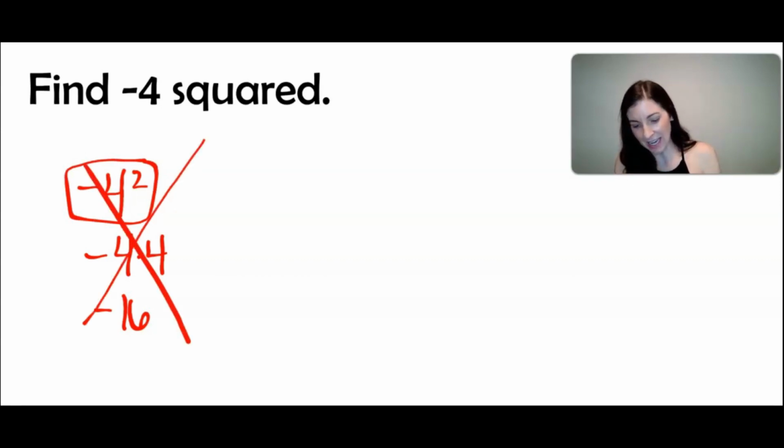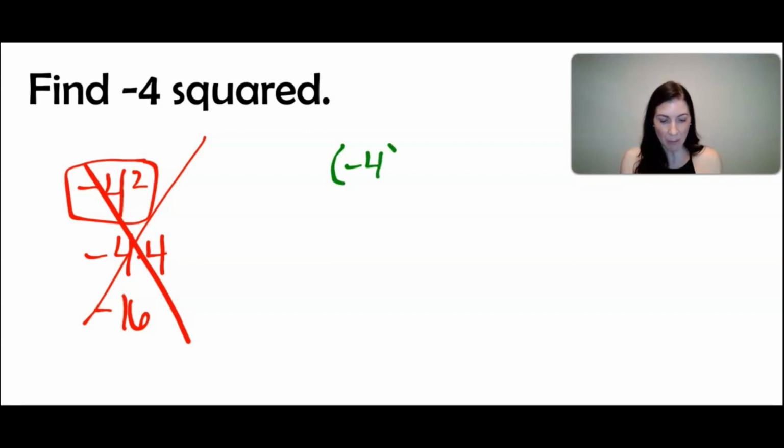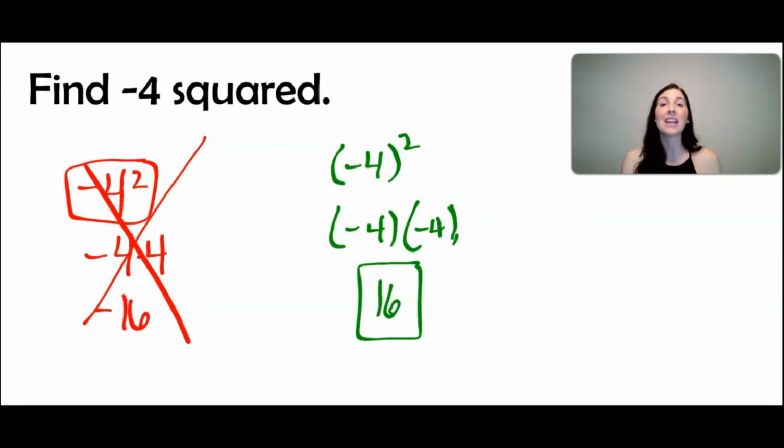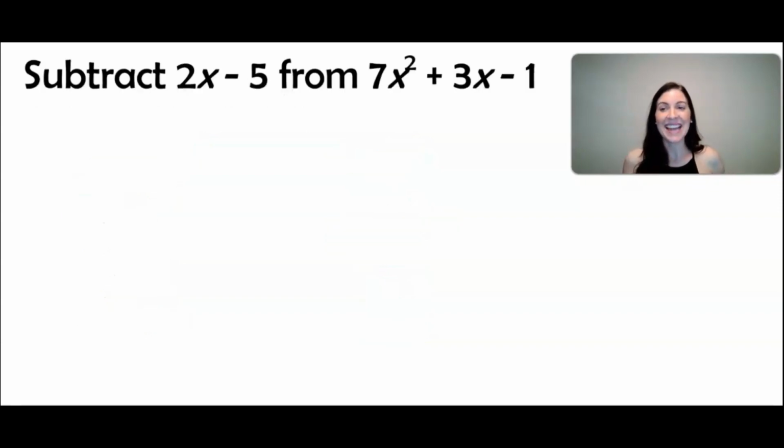But that is incorrect. The correct way to square -4 is to think about it in parentheses. And this is especially important when you have a negative number. So -4 squared would look like this. That would mean you want to take -4 times itself. And so you should get a +16 rather than a -16. Another common algebra error.